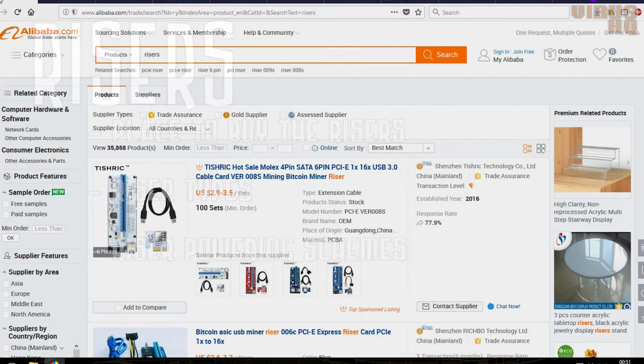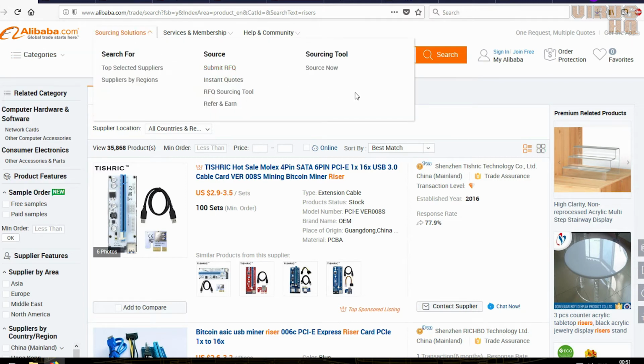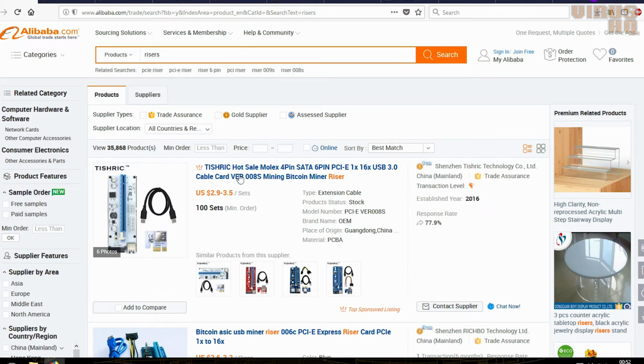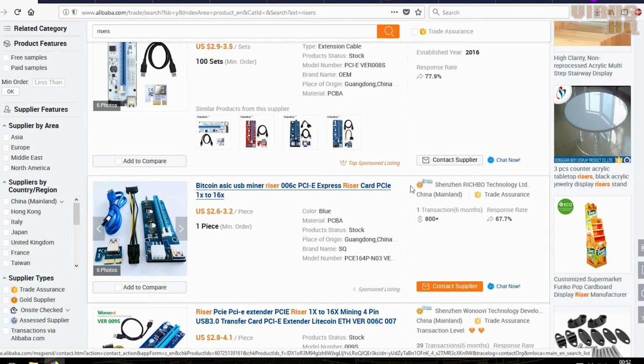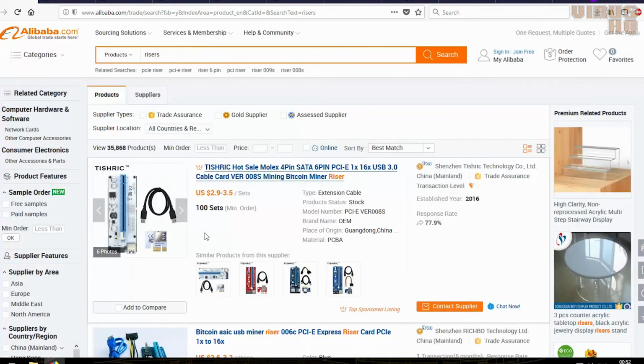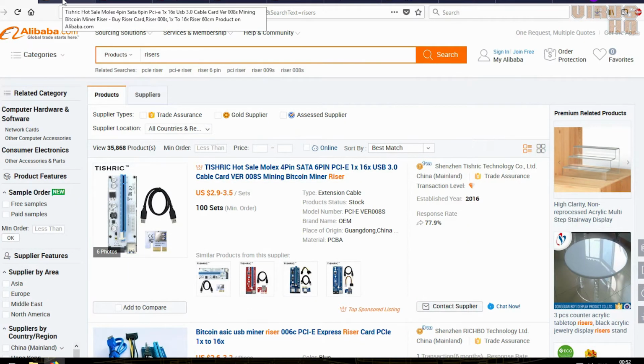So let's get started. Now, the best place to get risers is Alibaba. If you do a simple search for risers, these are the risers that you will see. Now, I have opened these risers in different tabs and will take you through the three main types of risers.